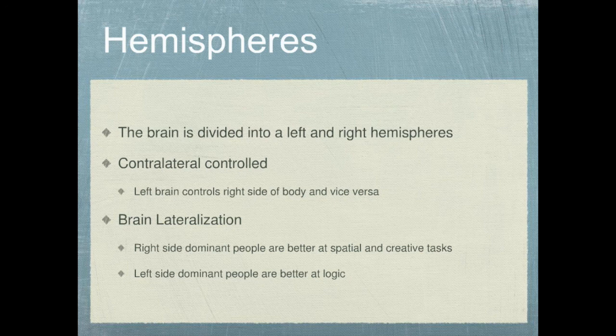So the hemispheres, we say that they're contralateral controlled, which is the left brain controls the right side of the body, and the left side of the body is controlled by the right side of the brain. We say right side dominant people are better at spatial and creative tasks, and the left side are better at logic. Did I just screw that up?